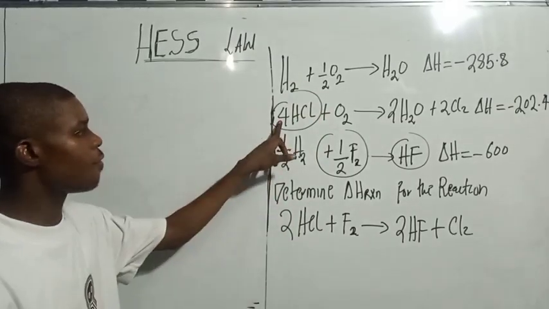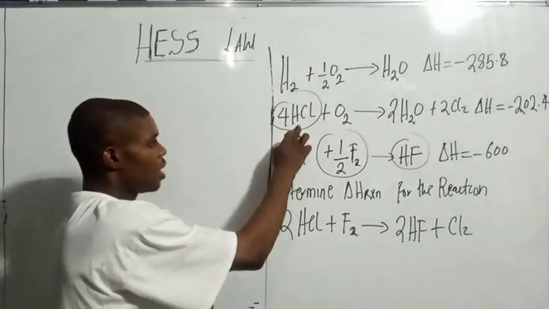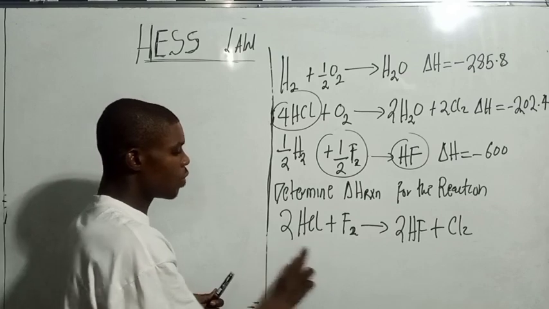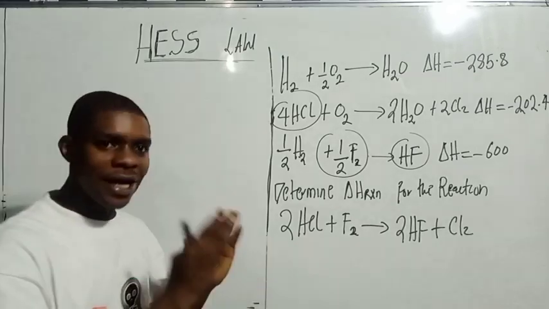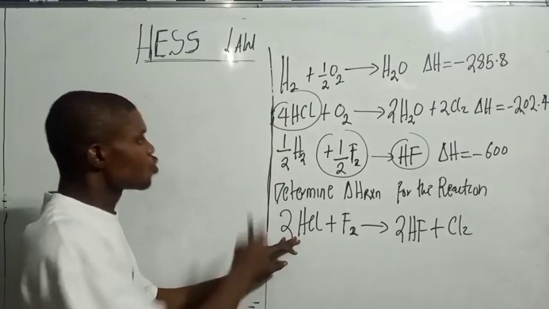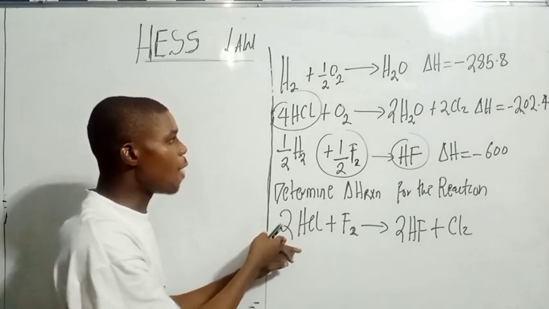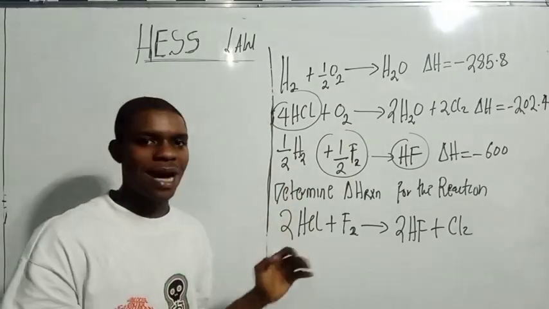Now here we have four here, right? They're on the same side. H2, HCl, HCl, they're on the same side, right? Reactant and reactant. The only problem here is that here we have four, here we have two. So I must make this four to be two. Do you understand? So what am I going to do? I will divide by two or multiply it by half.